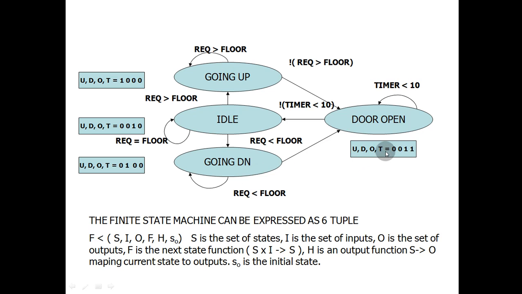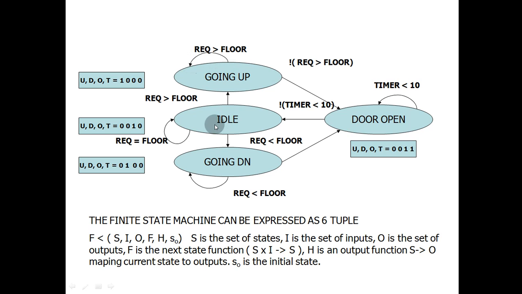Now if the UDOT value is 0001, the same thing, the doors will open and it stays there. And if required greater than floor is not satisfied, then what will happen? In the greater than floor condition, it will just stay in the same position. Now if required is not greater than or equal to floor, it will just jump to this door open state. And if the required greater than or equal to floor condition is satisfied, it will just stay in that state.